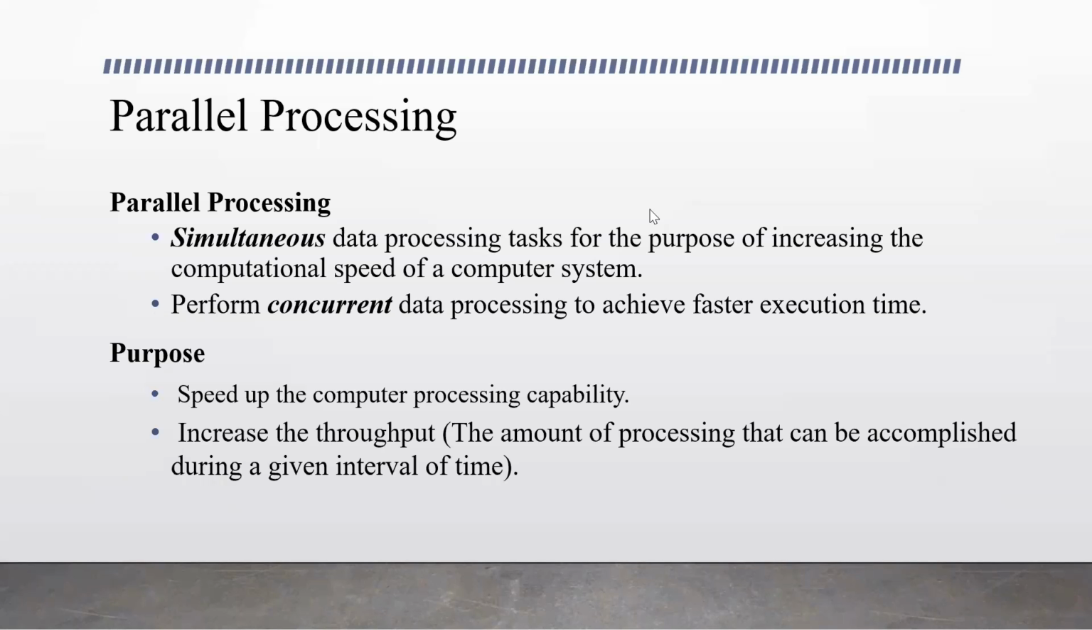The computers that do not support parallel processing perform these tasks in serial order. If there are 5 tasks to be completed, 5 processes need to be completed. First, the first process is completed. Once it is completed, the processor can take up the second process. That is serial processing. Parallel processing is simultaneously doing all these processing tasks, simultaneous data processing.